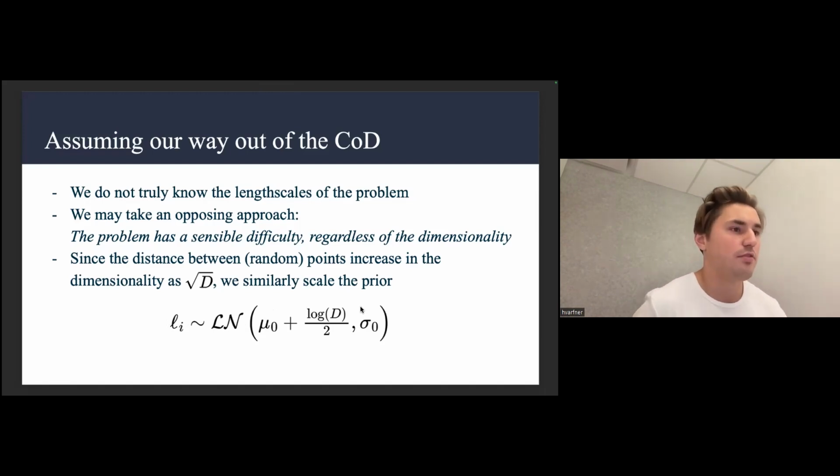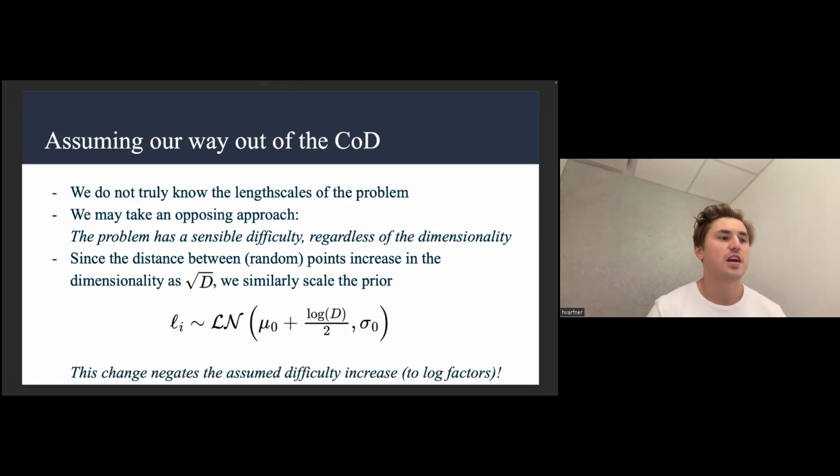And this is truly all there is to our method. We are saying that each dimension matters a factor of square root of d less as the number of dimensions increase. So this change actually negates the assumed difficulty increase up to small log factors, which basically says that we are assuming that the difficulty of the problem stays constant as we increase the dimensionality.